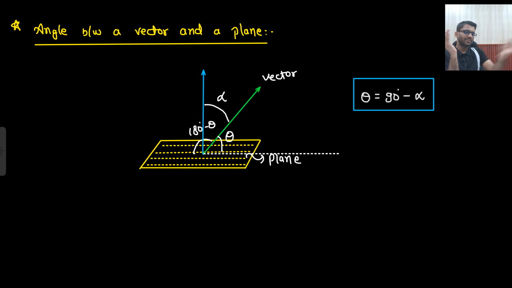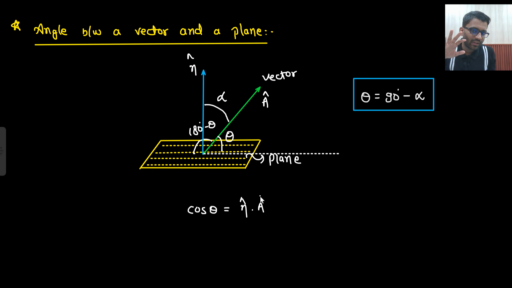So this is a vector, this is a space. If I can calculate the perpendicular vector of the space, then I can calculate the angle between the perpendicular vector and a vector. How will I calculate this angle? I know the angle between two vectors. If this vector is my n cap and this vector is my a cap, can I tell what the angle between these two vectors is? Yes. The angle will be cos theta equals n cap dot a cap.